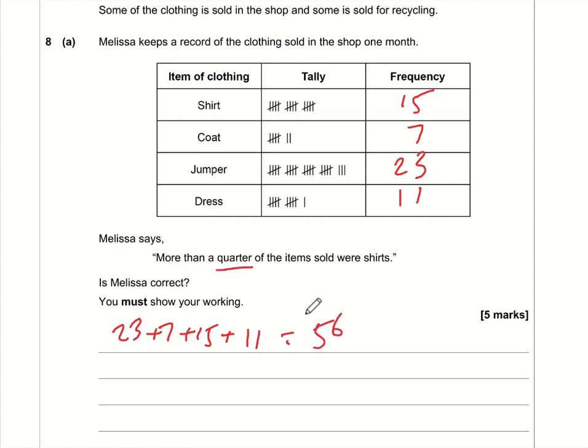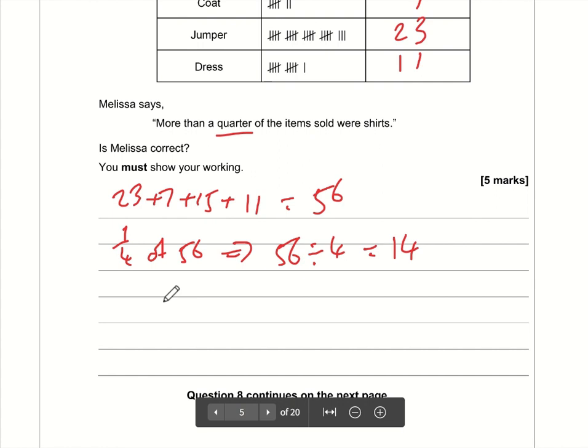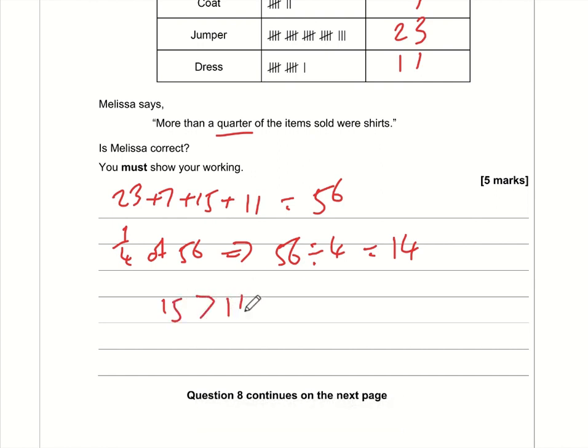So let's work out, well, what is a quarter of 56? One quarter of 56, well, that is the same as 56 divided by 4, and 56 divided by 4 is 14. So how many shirts were sold? Well, 15. So since 15 is greater than 14, we can therefore say that Melissa is correct.